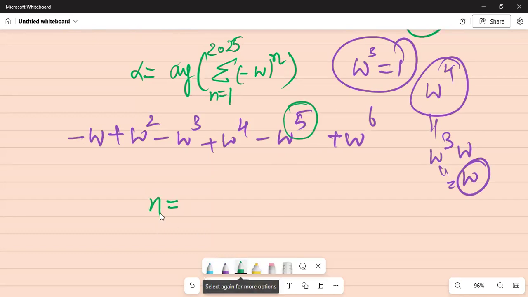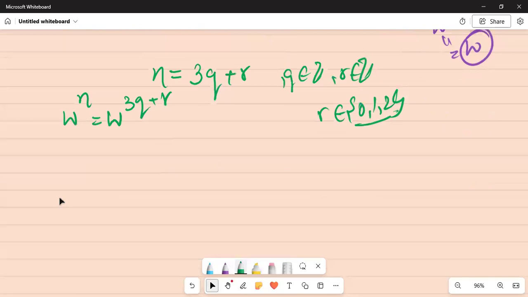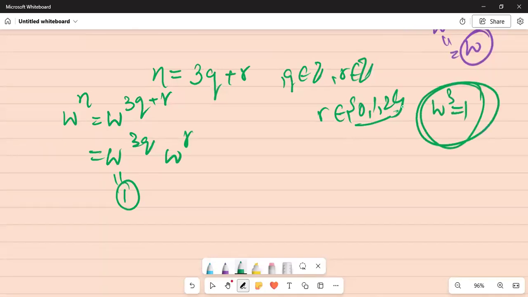Because using division algorithm, you can write any integer in the form of 3q plus r, where q is also in z, r is also in z, and r has the value 0, 1, 2, because remainder has the value 0, 1, or 2. When you divide any integer with 3, you'll be getting this as a remainder. This is because for any omega raised to power n, you can write it in this form. And once you are writing it in this form, you can separate these terms. And this is just 1 because omega raised to power 3 is actually 1. So this is 1 and you are left out with omega raised to power r.